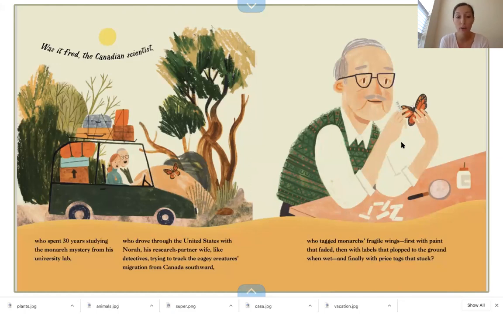So was it Fred who solved the mystery? We see Fred was tracking them, and he used lots of different things like paint and labels and tags that would pop off when they get wet. So we see a picture in the illustration of Fred and his wife trying to track those monarchs.